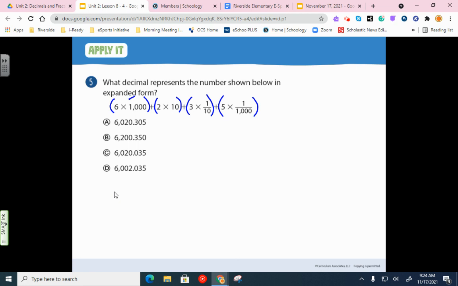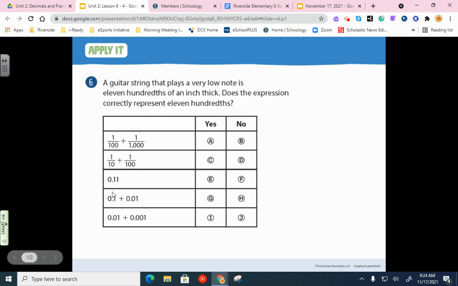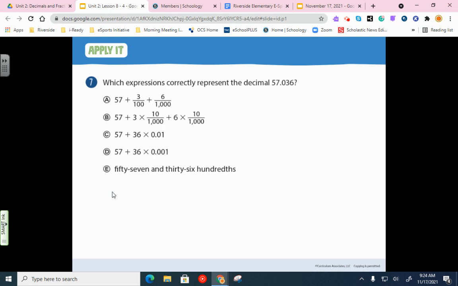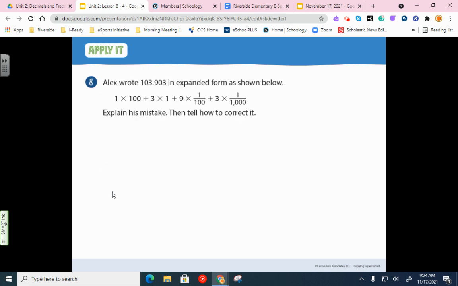We need a 2 in the tens place. So A is good, B isn't, C is, and D, we get rid of those right away. We need a 3 in the tenths place, and I cross out this one, and that only leaves me with this one. Let's double check. We have a 5 in the thousandths, and that works out quite well. All right, cross off 6. We're not doing that one. And cross off 7. And let's do 8.